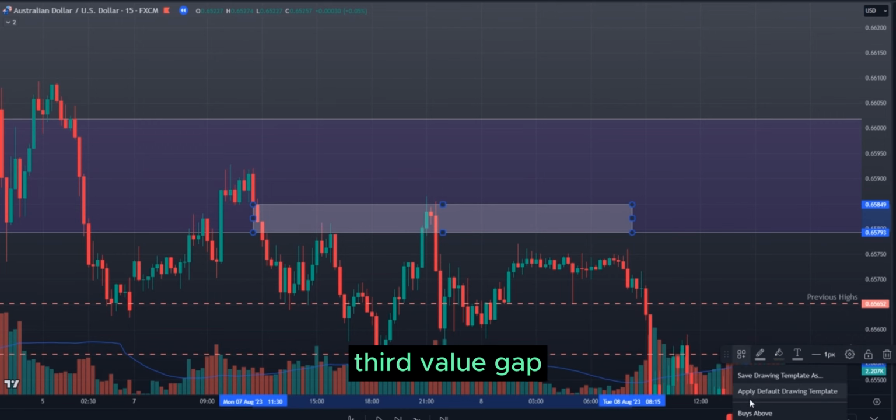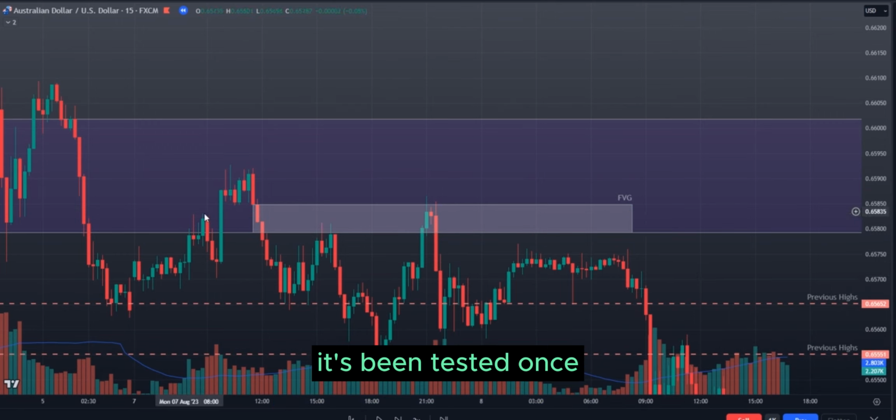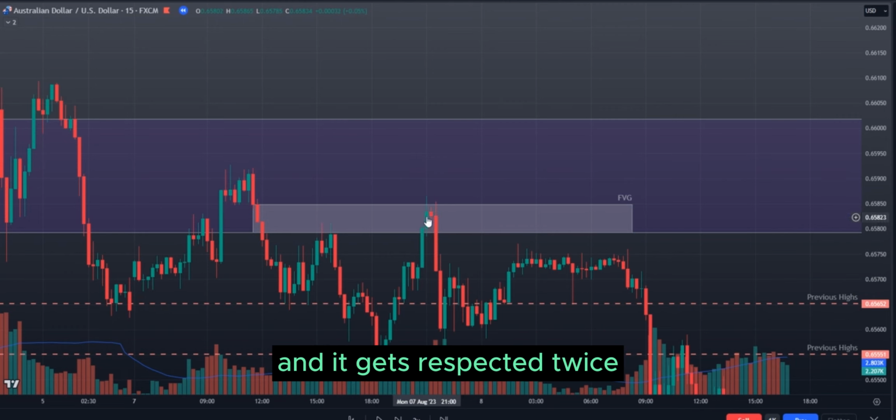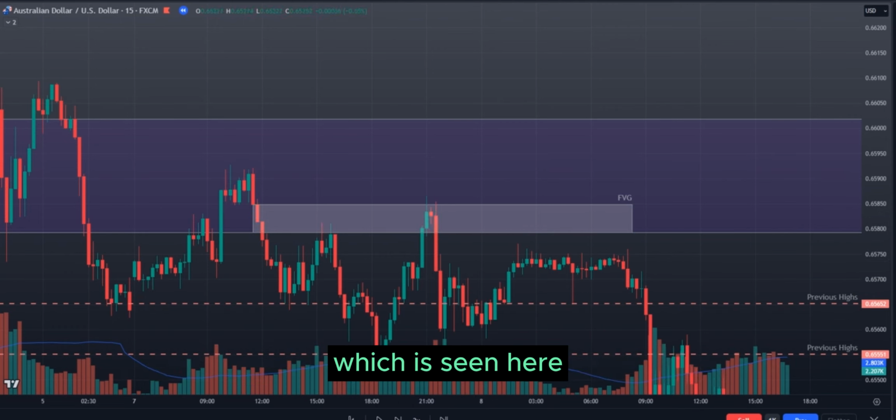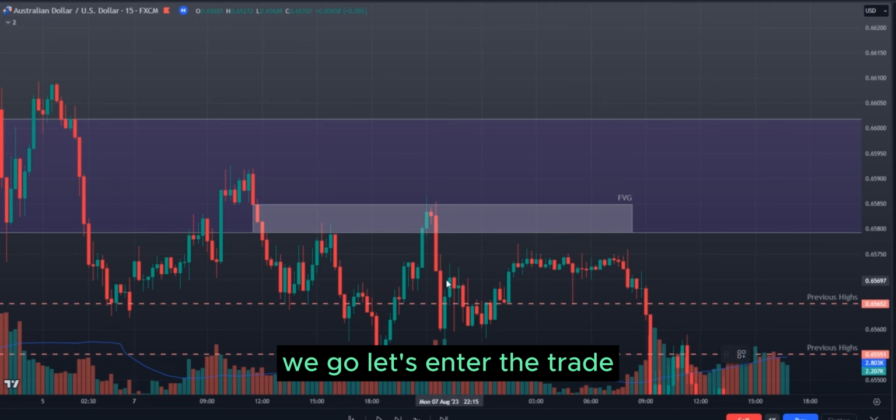So this second fair value gap, as you can see, it's been tested once and it comes back up and it gets respected twice. So we're waiting again for that engulfing candle, which is seen here. As soon as we see it, we go, let's enter the trade.